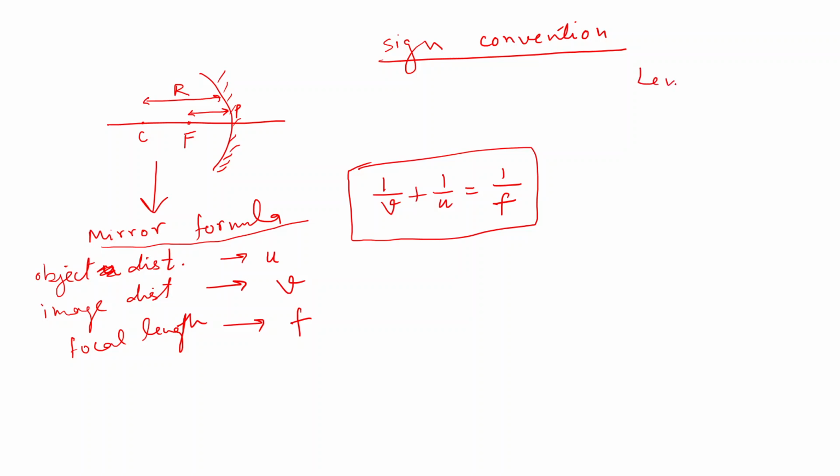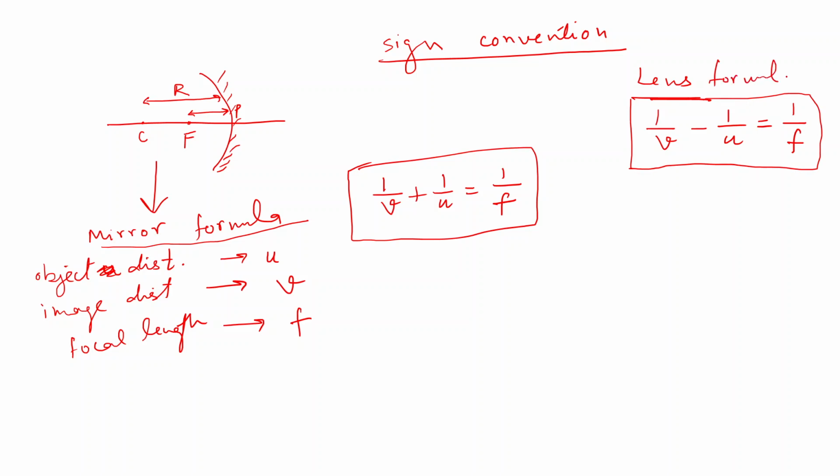Whereas for the lens, both concave and convex lens, the formula is slightly different, which says that 1 over v minus 1 over u is equal to 1 over the focal length. So this is the lens formula, or the lens maker formula, it's called, and this is the mirror formula. So there is a slight variation in both these formulas.